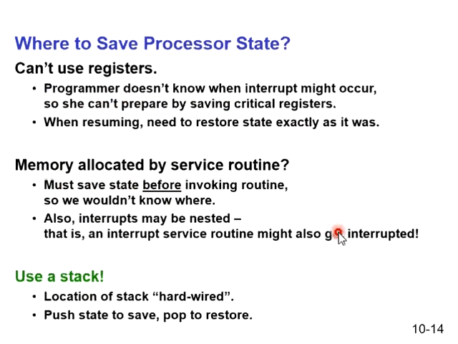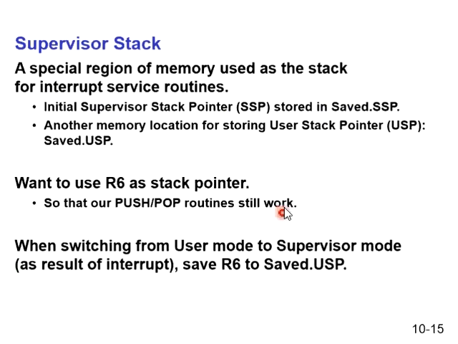But where to save the processor state? Because we don't know when we have an interrupt, we can't prepare the registers. We can't prepare which register, because over here we don't know when the interrupt happens. We don't know, so we can't prepare. And besides, we don't know where to prepare. So at that time, we should use stack. It's so convenient. So firstly, you know the supervisor stack.